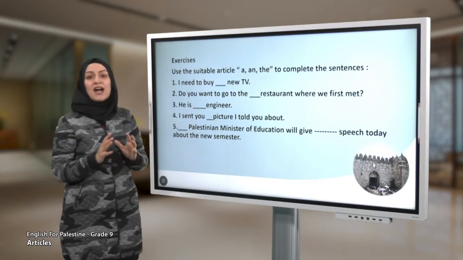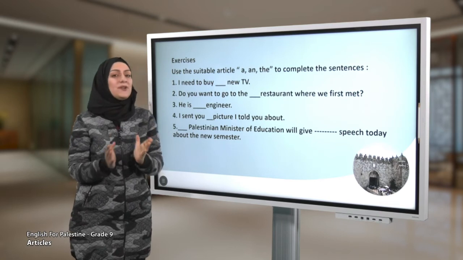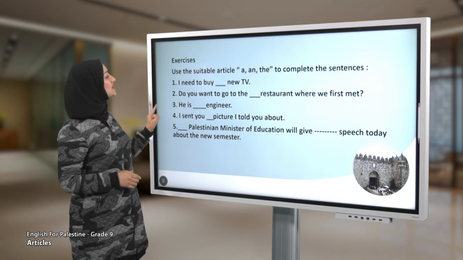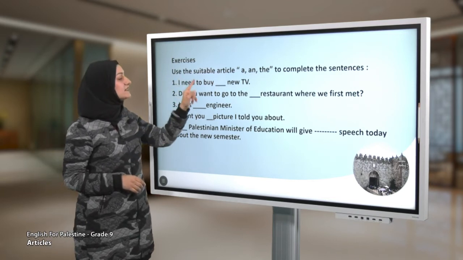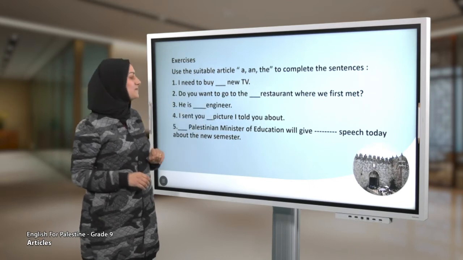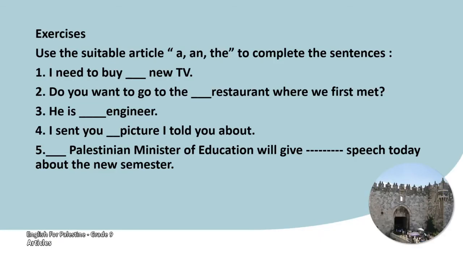Let's check our understanding of the simple grammar rule by doing the following questions. In this exercise, you should use the suitable article a, an, or the to complete the sentences. 1. I need to buy a new TV. New TV. Do I know that particular TV? No. So I say, I need to buy a new TV. Excellent. Let's look at example 2.